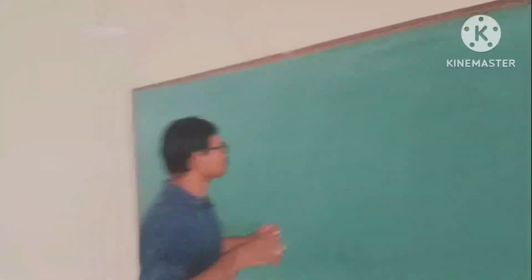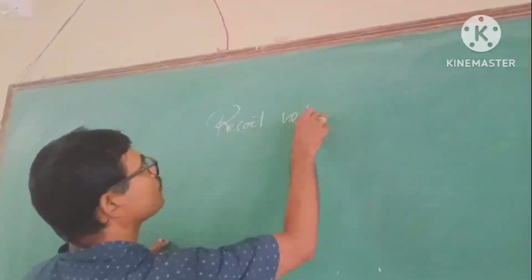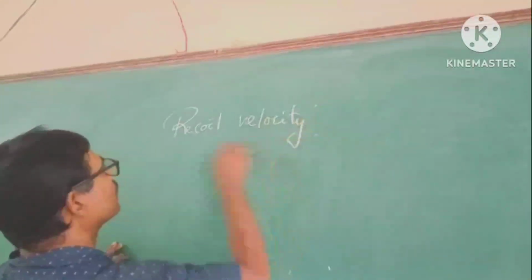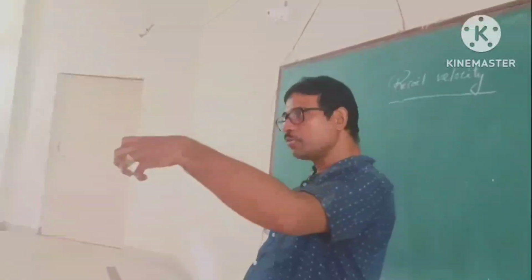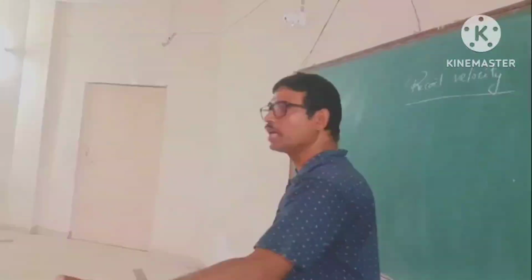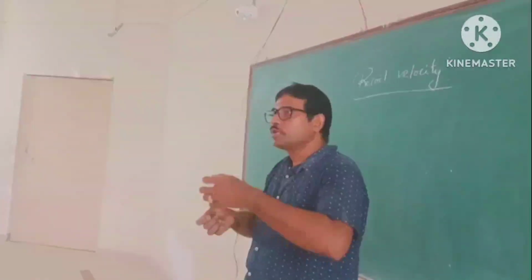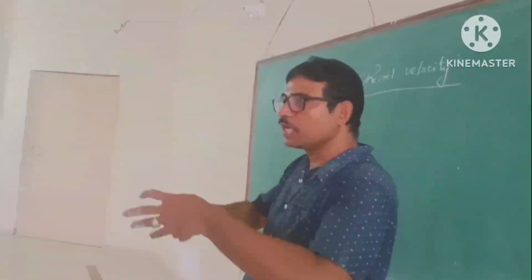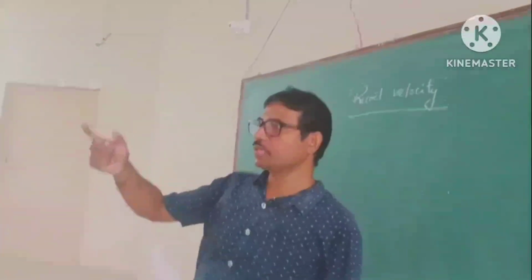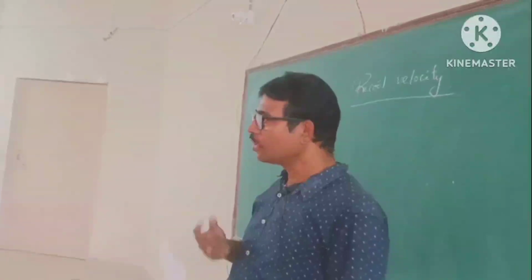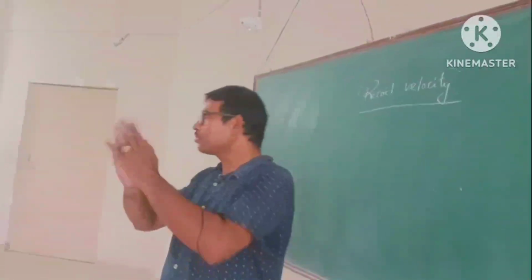What is recoil velocity? The velocity with which a gun moves backward after firing a bullet is known as recoil velocity. When you hold the gun with the bullet in it, at rest, the total momentum is 0. After firing, the bullet is moving and the gun also changes its position.